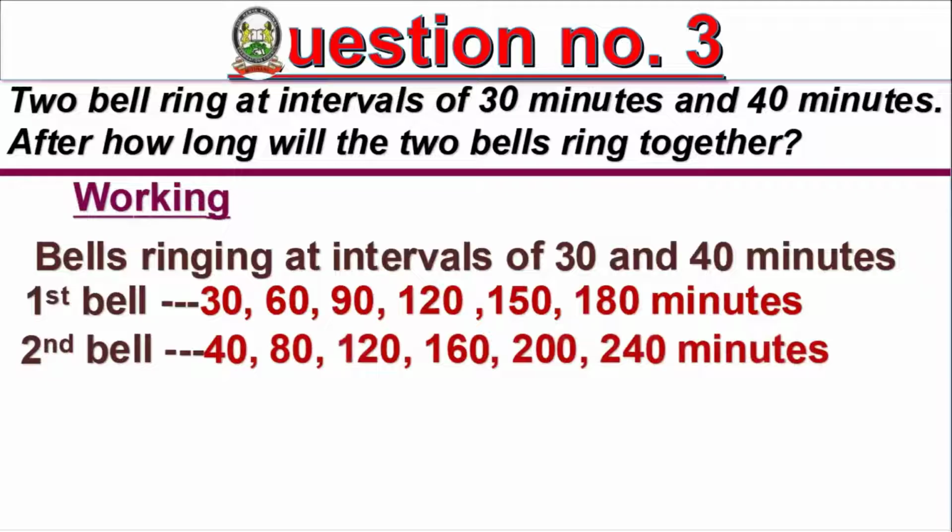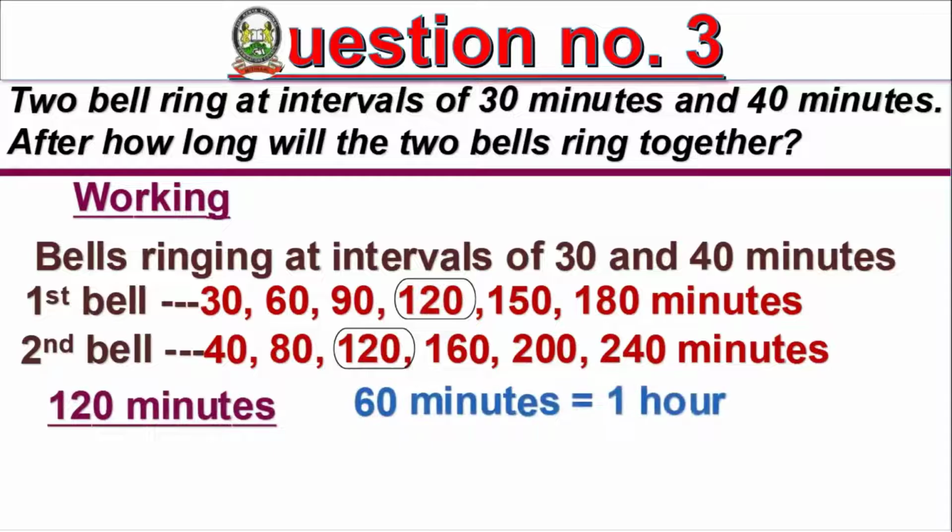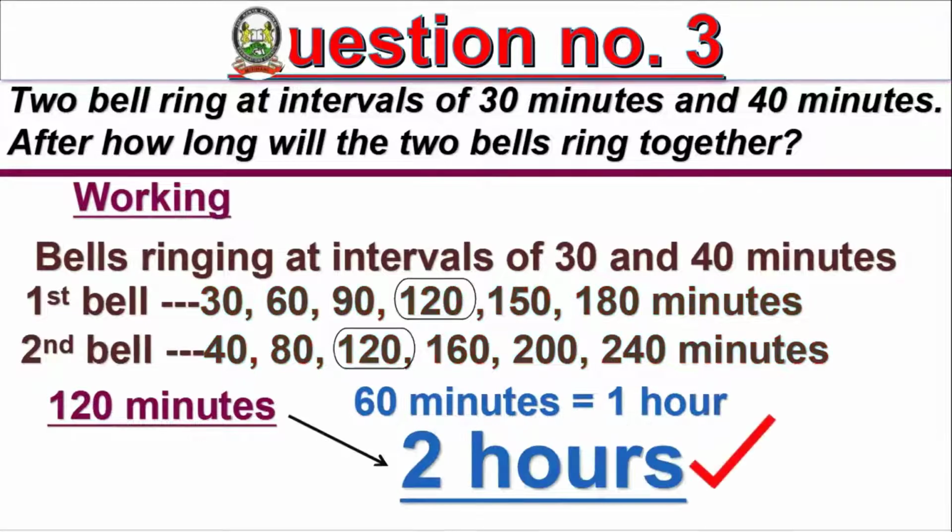All right. This is what we call the LCM. So we have listed the multiples, and we now want to know the first common multiple. The first common multiple. That is the time they will ring together. So 120 is common. Therefore, the correct answer should be 120 minutes, or you can also change it to hours, which is 60 minutes equals 1 hour. Therefore, 120 minutes equals 2 hours. And therefore, the answer can be 2 hours.